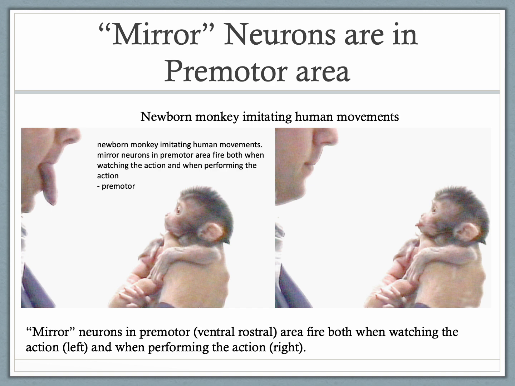Mirror neurons are in the premotor area. So here we have a newborn monkey imitating human movements. Mirror neurons in the premotor area fire both when watching the action and when performing the action. These mirror neurons in the premotor ventral rostral area fire both when watching the action, left, and when performing the action.